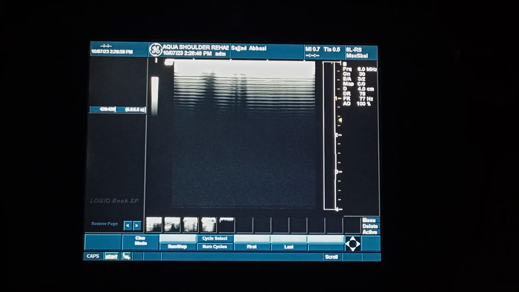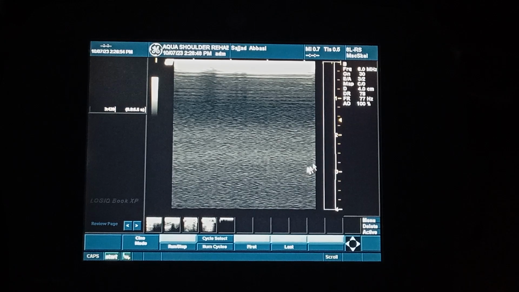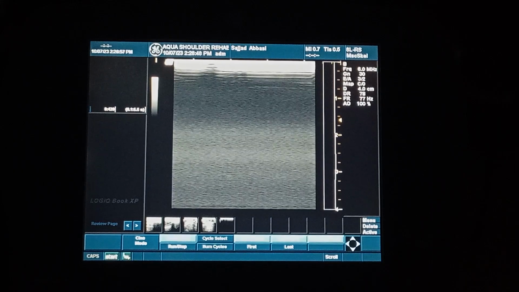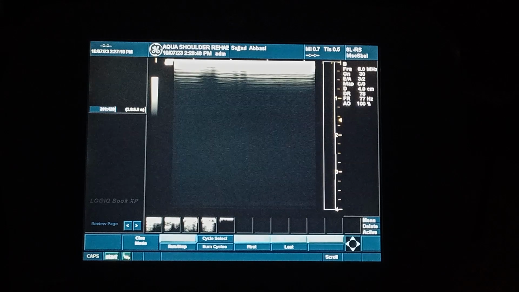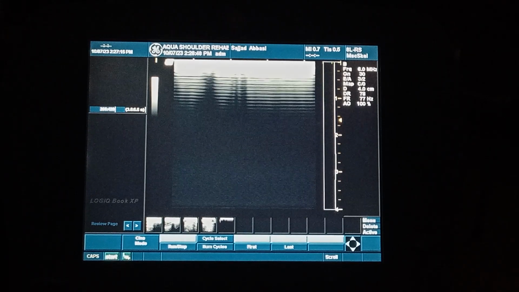When I decrease the frequency, you see these white lines on the screen. These white lines on the screen increased at 6 megahertz, and they decrease when the frequency is different. For example, at this it was 11 and this is for 6 megahertz. So this is just a feature of the frequency.